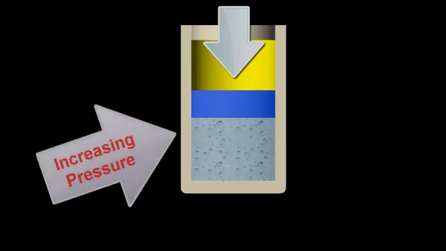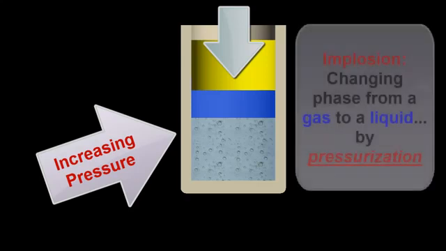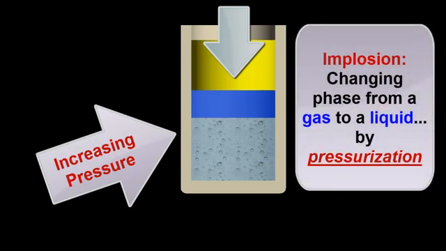In the next phase of the animation, I'll reverse the force acting on the piston so that it recompresses the contents of the cylinder. As the pressure increases, notice that the gas bubbles collapse under the increasing pressure as they return to a liquid phase. This rapid collapse, also called an implosion, of gas bubbles under pressure is the basis for understanding how cavitation damage is caused. Okay, I'll resume the animation and repressurize the cylinder.